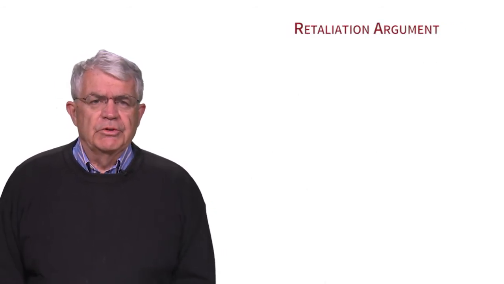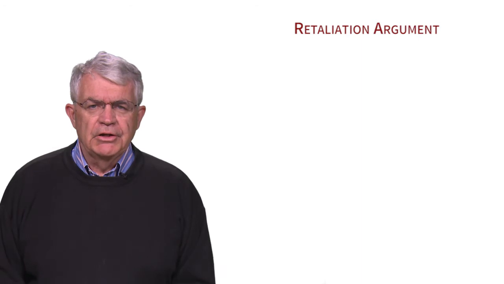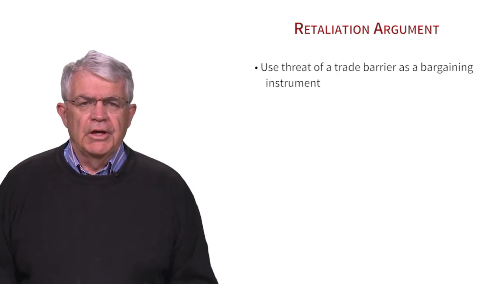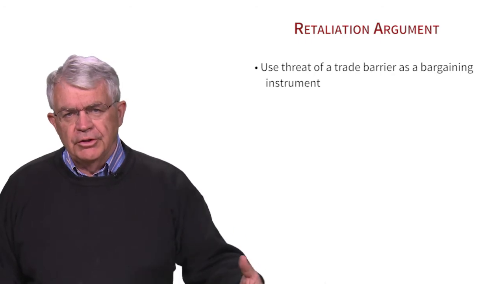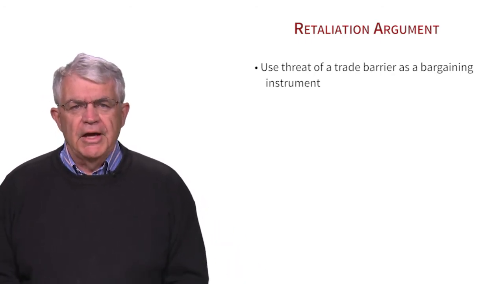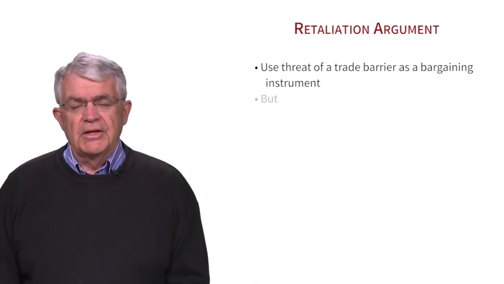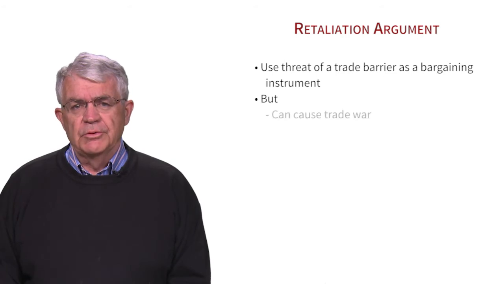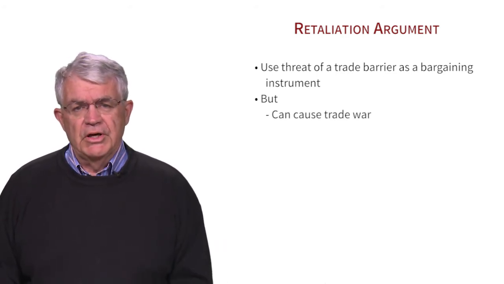Another argument is retaliation. You say that we will raise our trade barriers as a bargaining chip, a bargaining instrument. The idea is that if another country follows protectionist policy, so will we. So you threaten the trade barrier, trying to get them to do a better thing. Again, this has problems too. It can cause a trade war. Sometimes the other countries will say, heck, you raise your tariffs, we're going to raise ours.